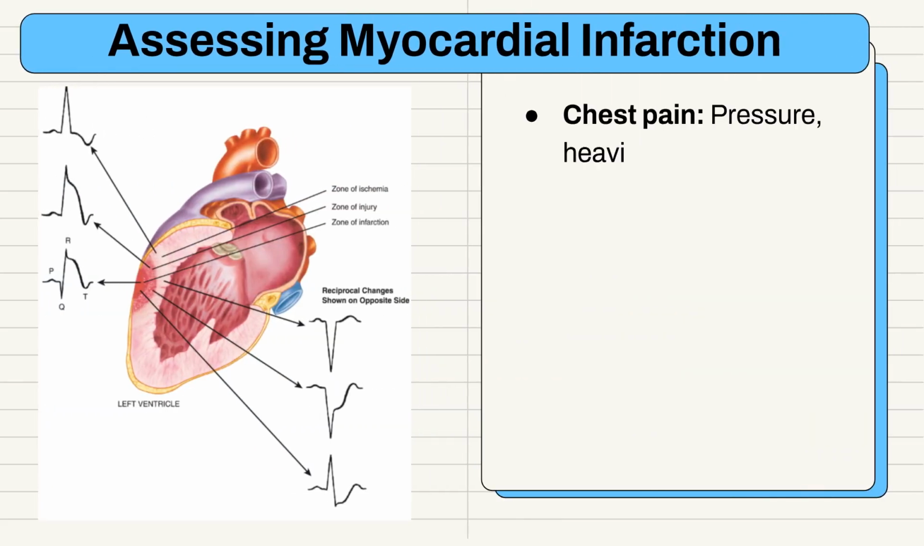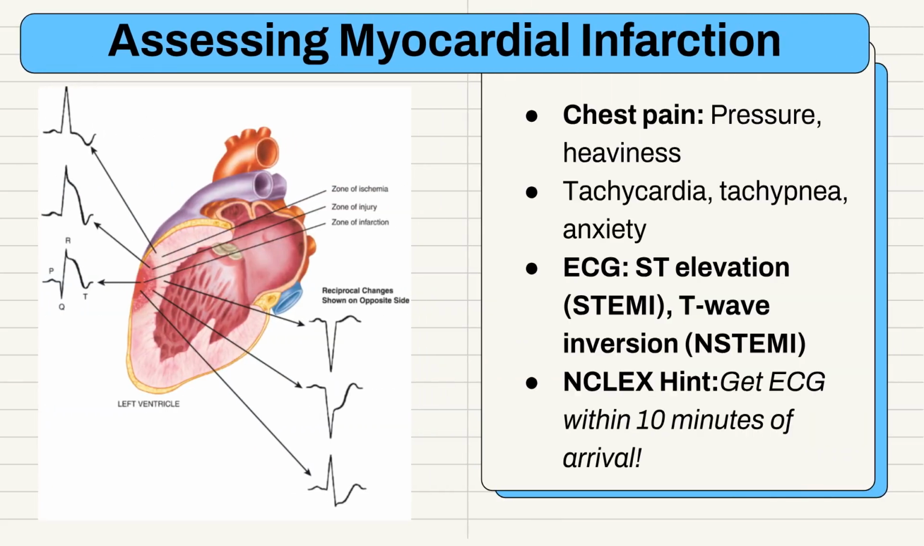First up, assessment. When a patient has an MI, you're looking for classic signs like chest pain, described as pressure, heaviness, or squeezing in the chest, arms, or jaw. Other symptoms include tachycardia, tachypnea, sweating, nausea, or anxiety. Some patients, especially women or older adults, might only show fatigue or shortness of breath.